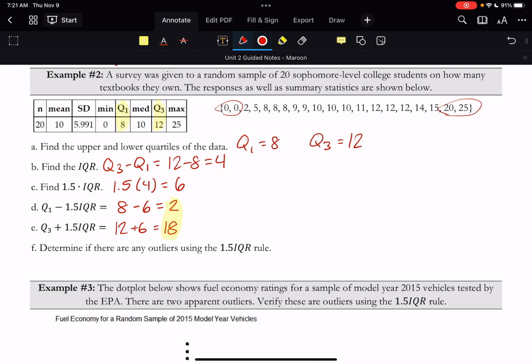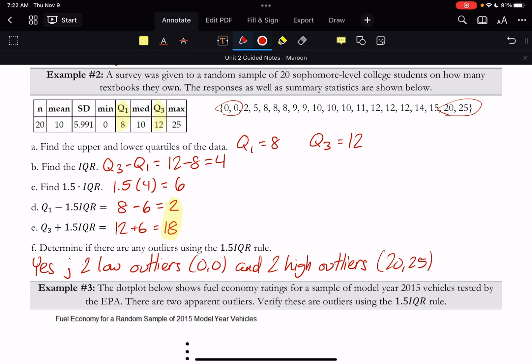Because, again, I have 2 data points that fall below 2, and I have 2 data points that are above 18. So, yes, I do have outliers here. I have 2 low outliers, the 2 zeros, and I have 2 high outliers, that's my 20 and my 25.